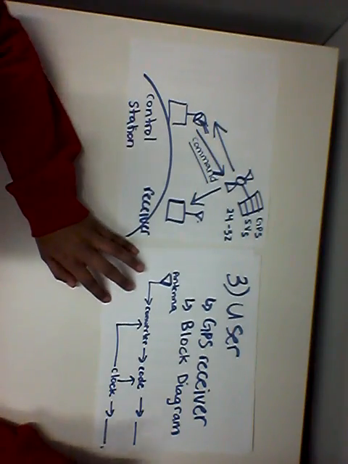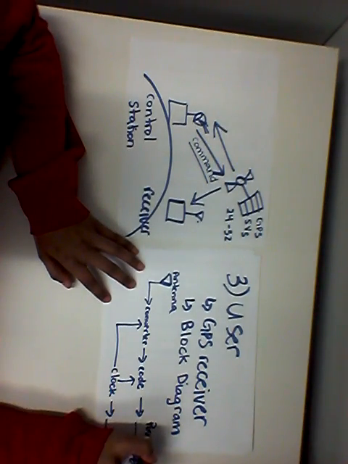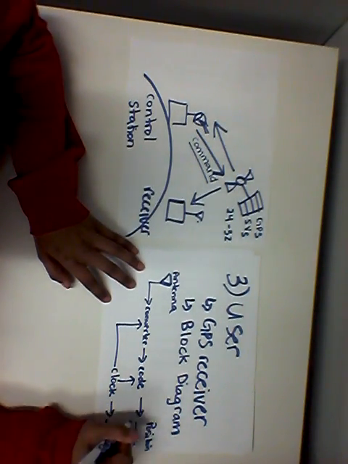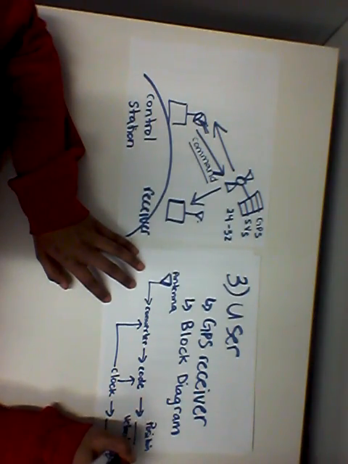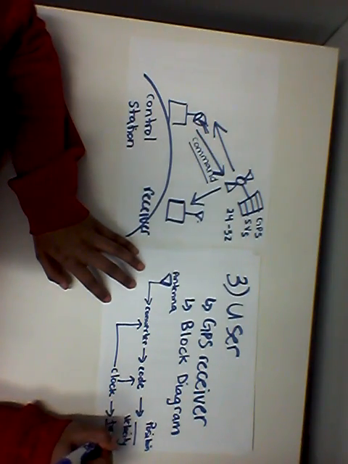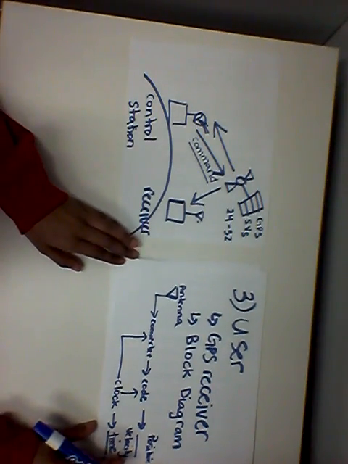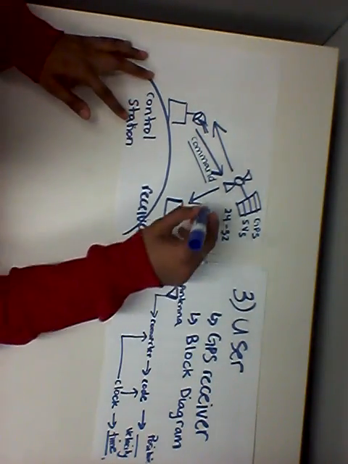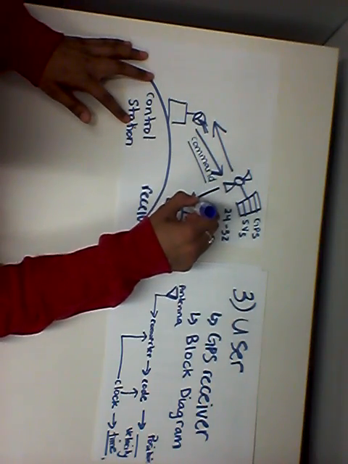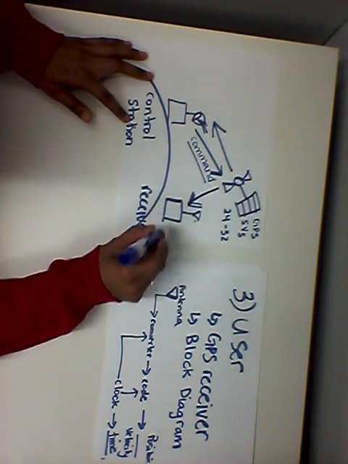The end results that we're looking for are the position, the velocity, and the time. So all this information from the satellites is sent to our receiver.